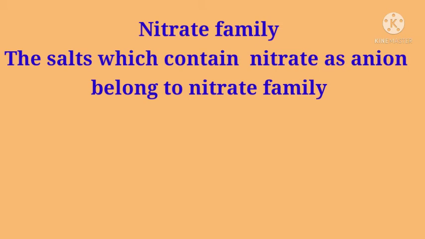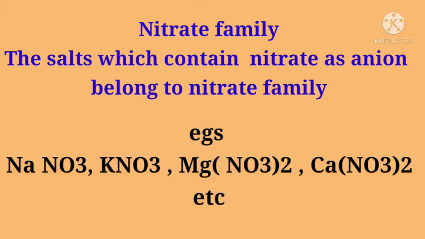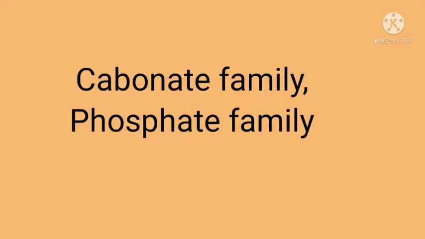Now, the next family of salts is the nitrate family. The salts which contain nitrate as anion are said to belong to the nitrate family. Examples: NaNO3, KNO3, Mg(NO3)2 and Ca(NO3)2, etc. All these salts contain nitrate as the anion and they are obtained from nitric acid, so they are said to belong to the nitrate family. Other examples are the carbonate family, which contains carbonate as the anion, then the phosphate family, which contains phosphate as anions, etc.